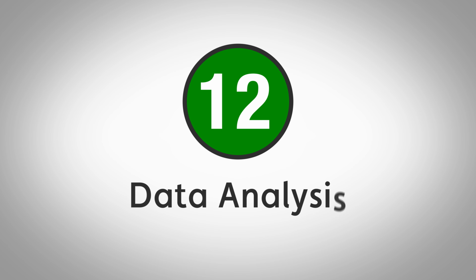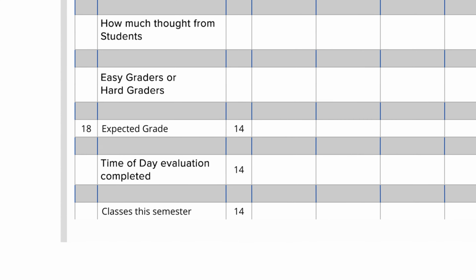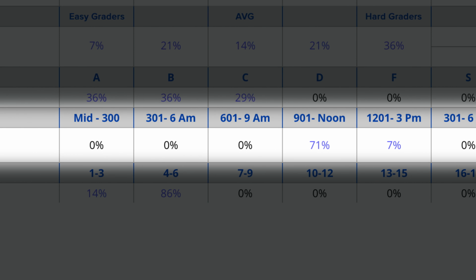Tip number 12. Include analysis for time of day the course evaluations were completed. This will be helpful by doing an analysis and proving to instructors that there is no difference between the time of day and when students complete their course evaluations. And the last tip for part 1.